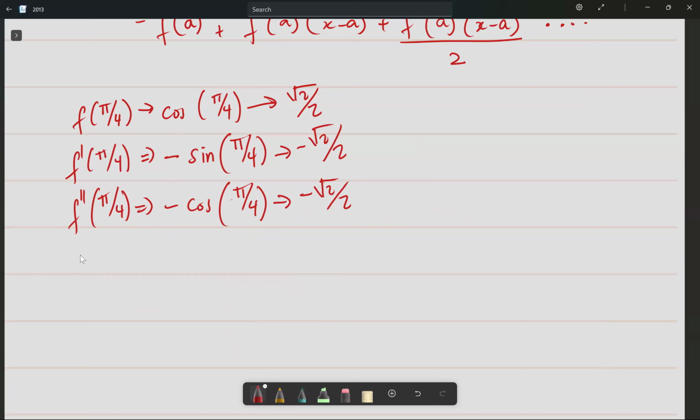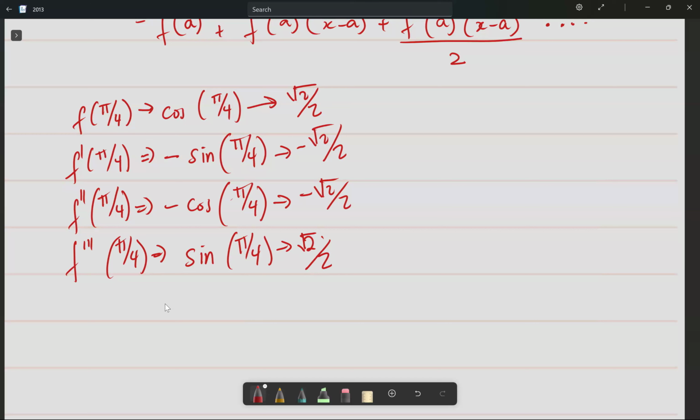And then you get the third derivative at pi over 4, which is going to be negative cosine, negative negative sine pi over 4, which is going to be positive root 2 over 2. So now the last step is to fill in all the values that I found into the equation.